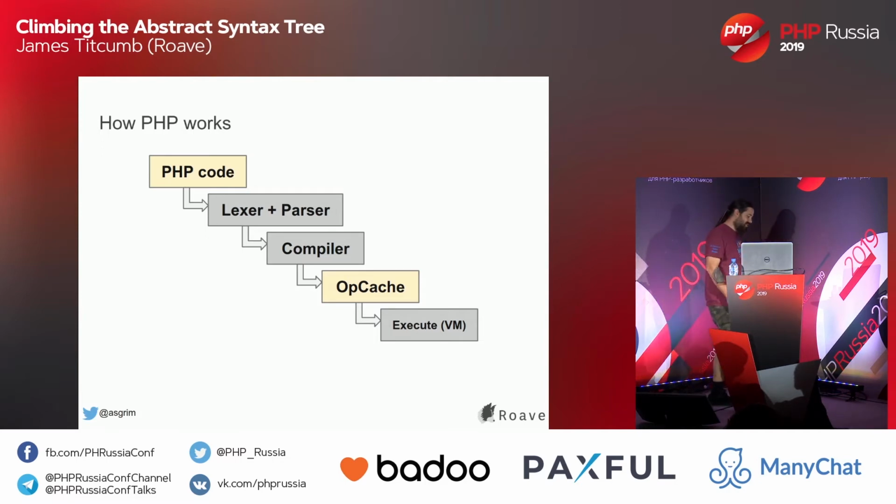The virtual machine is not like Vagrant or anything like that. It's a virtual CPU which executes opcodes. The AST step is new, or was new when PHP 7 came out.